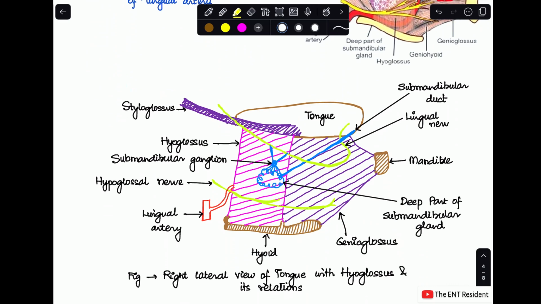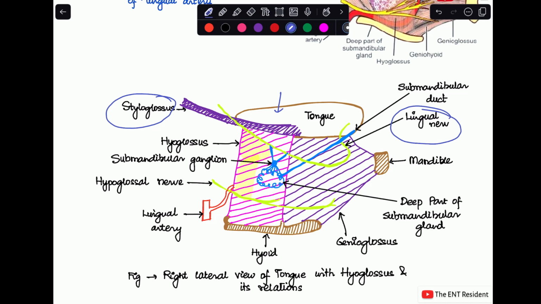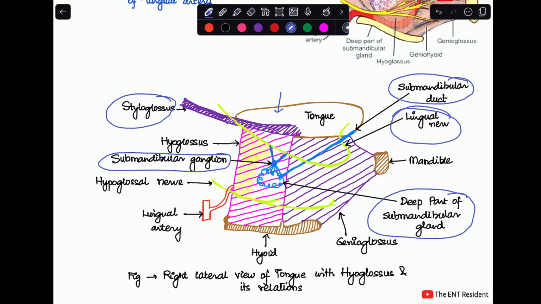This is the right lateral view of the tongue. As you can see in the image, the pink one that you see is the hyoglossus muscle. Now you'll see in the image that from above downwards, the first thing is the mucous membrane of the side of the tongue. Next comes the styloglossus muscle. Next comes the lingual nerve, the green structure that you can see. Next thing is the submandibular ganglion, and you can see that the submandibular ganglion is hanging from the lingual nerve by two roots. The next structure will be the deep part of the submandibular gland and the submandibular duct.